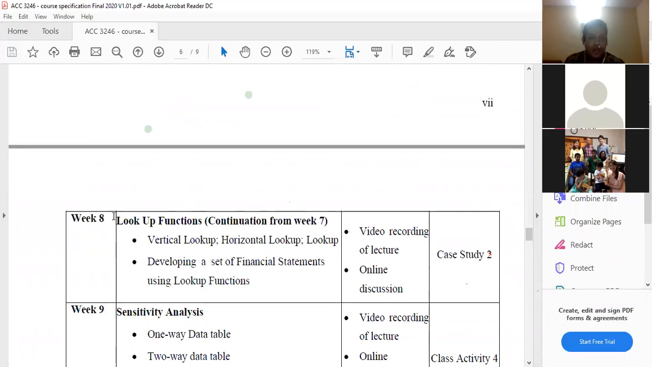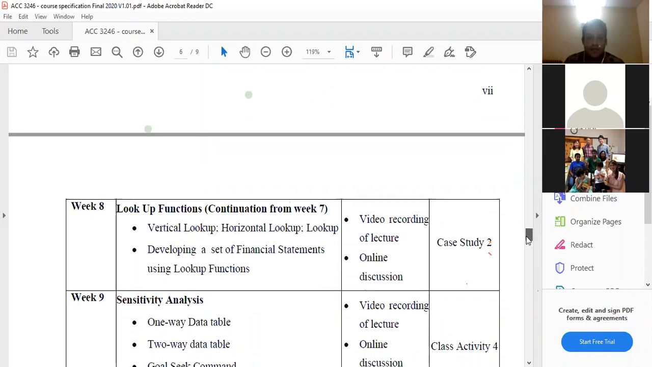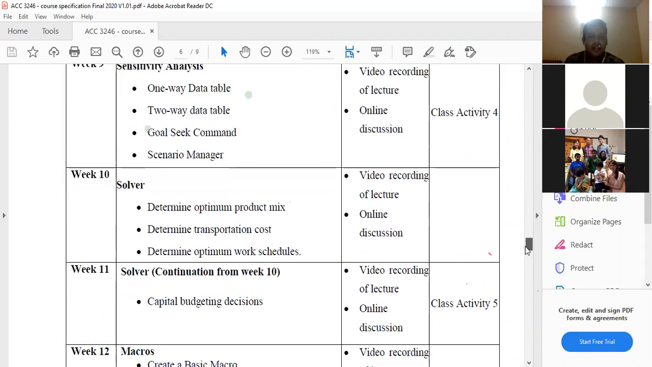Upon the completion of the 8th week, we are going to have our second case study. In fact, that is going to be the development of a complete set of financial statements using your knowledge of lookup functions. Again, another 10 marks can be earned there. So therefore, for the case studies, so far you have earned 20 marks. For the class activities, you have earned 12 marks. Then moving on to week 9.